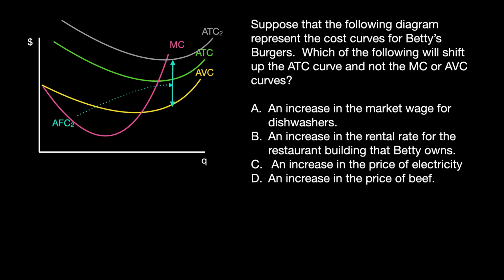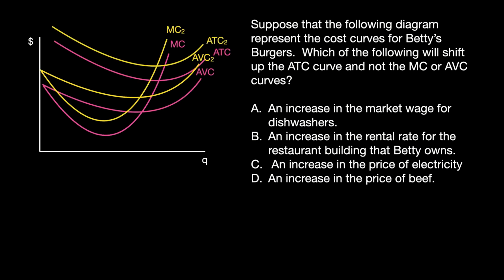The cost of the restaurant is fixed in the short run because it does not vary with output. It may change over time, but it does not vary as Betty changes the number of burgers she produces in a given month. All the other costs are variable costs. They vary with output. When a variable cost increases, all of the cost curves shift up, but average fixed cost does not change. This implies that the vertical distance between average total cost and average variable cost does not change.